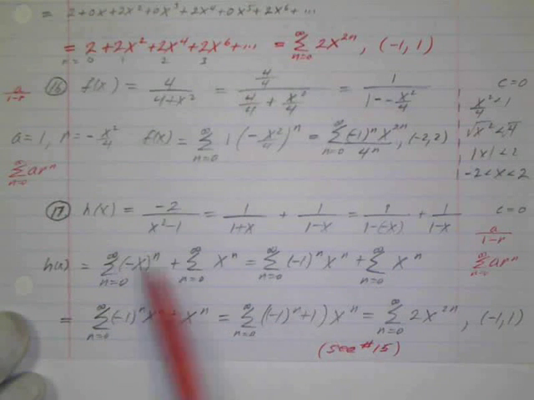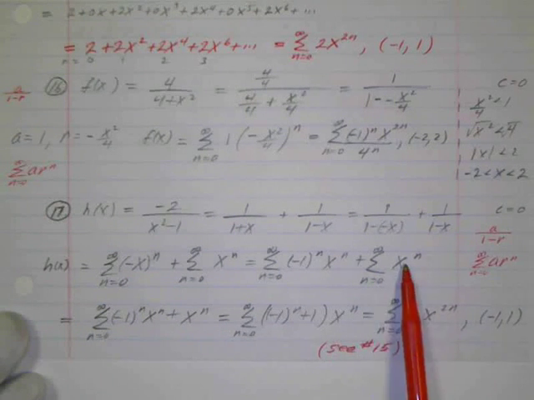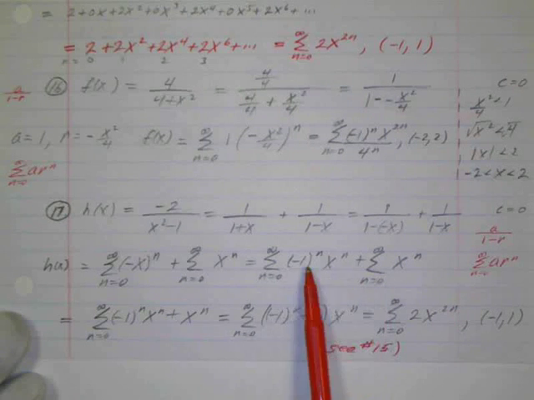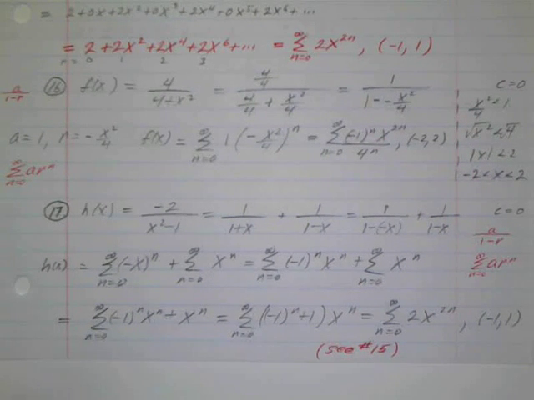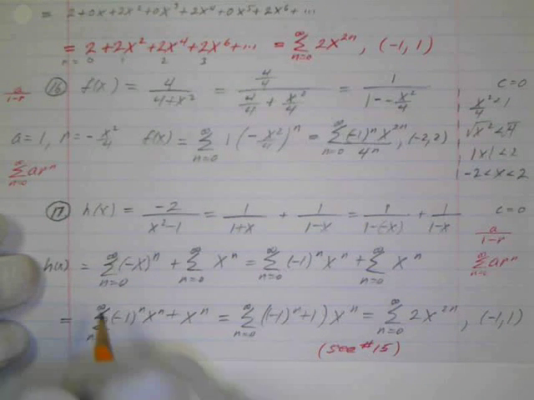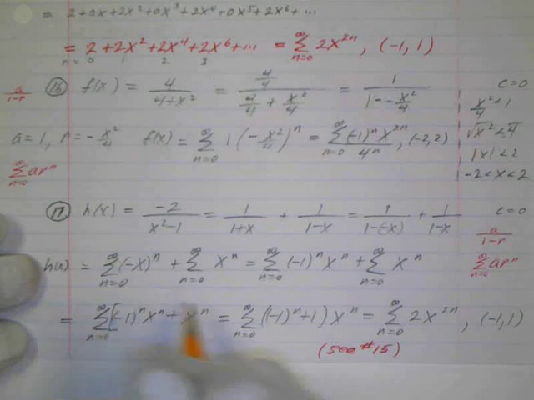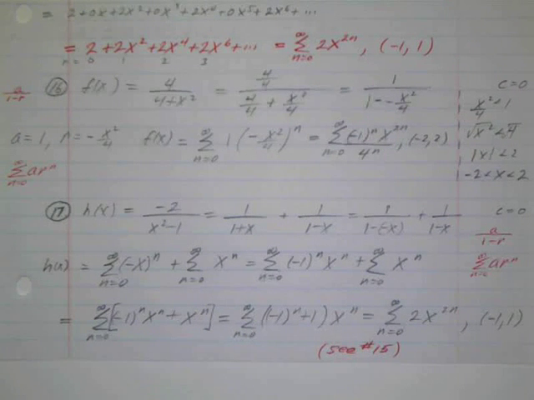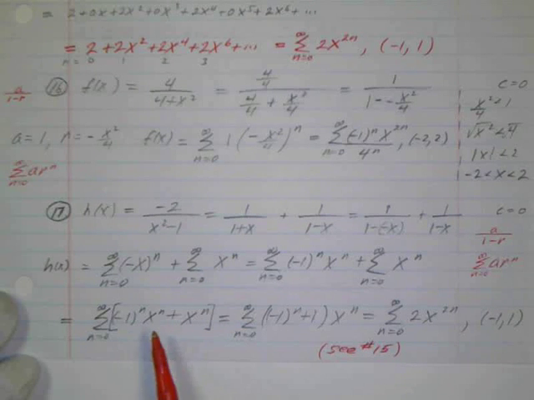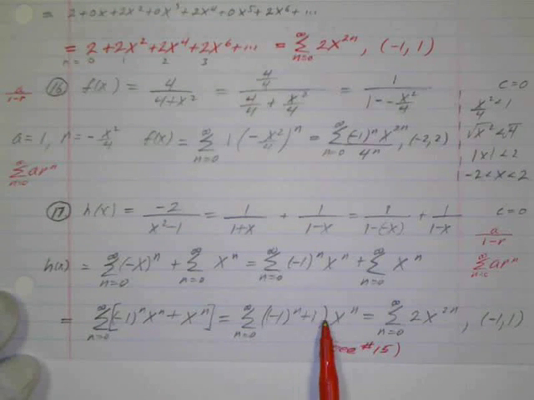And we can make this the negative 1 to the n times x to the n. And then we can rewrite it like this. And I should have a bracket around that whole thing because I'm summing up the whole thing. And then I can factor out the x to the n. And again, it looks very similar to what we had in number 15.